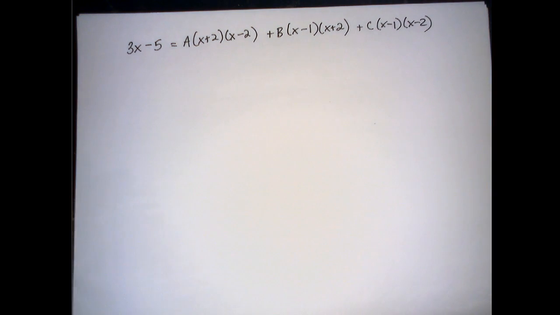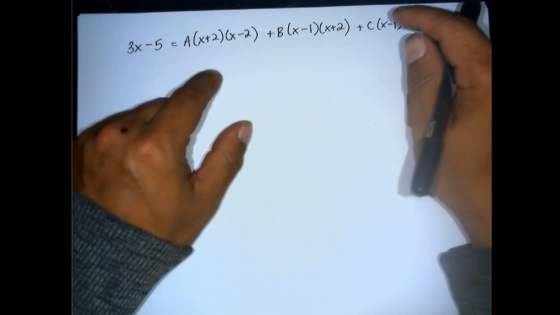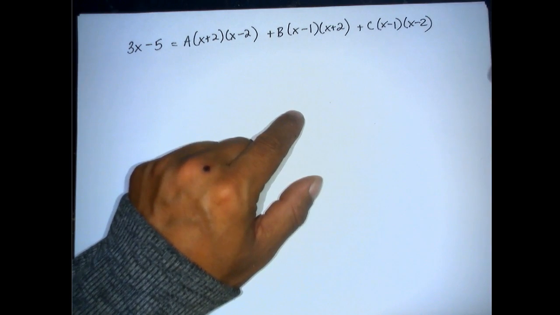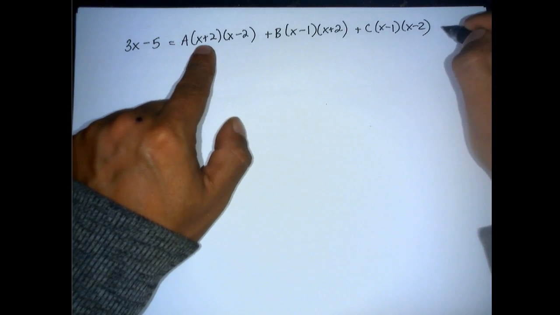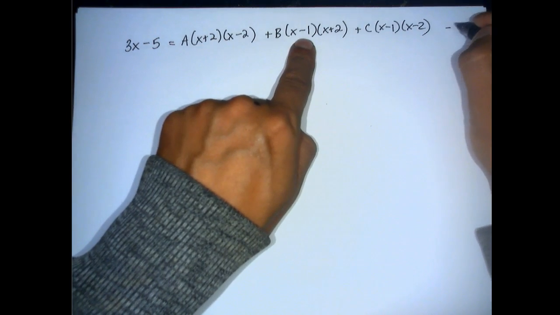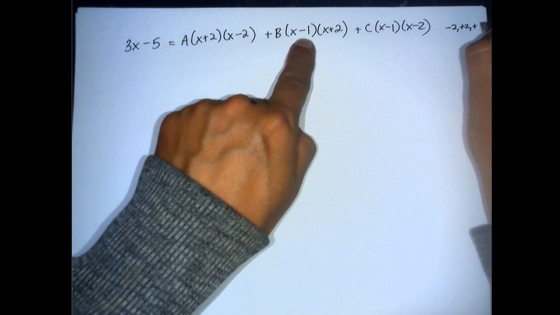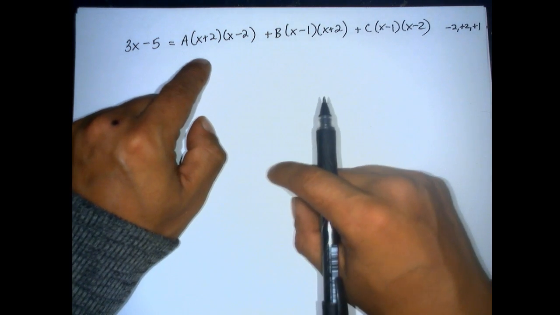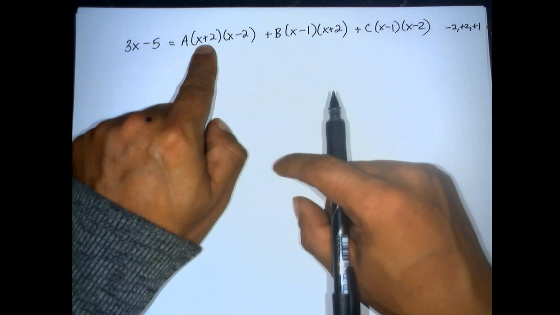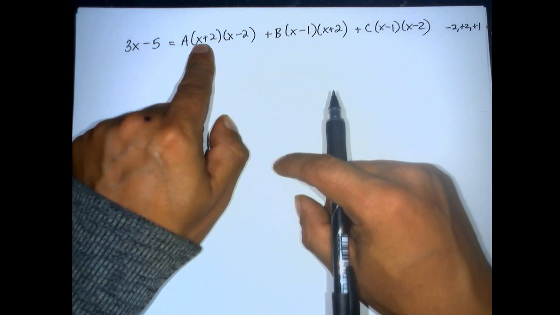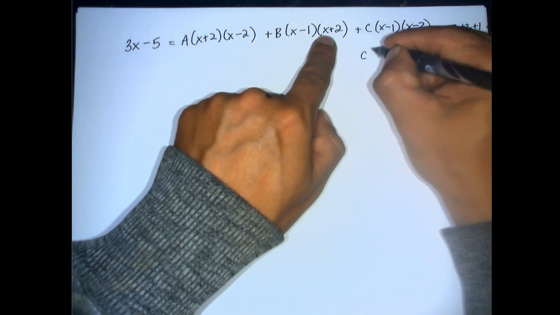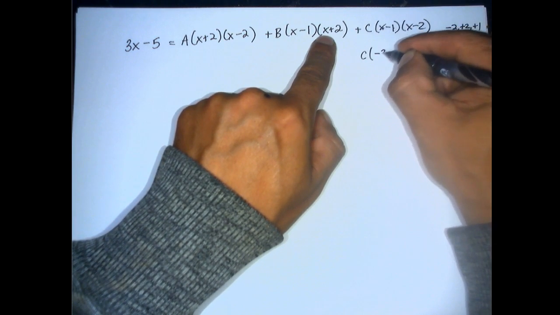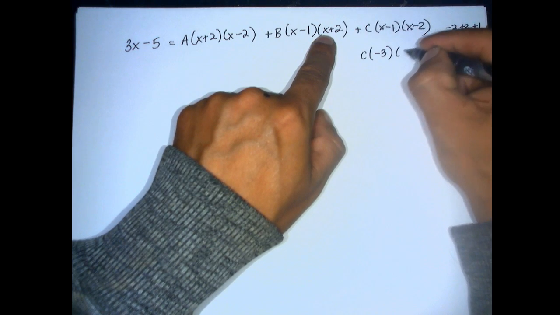Okay, Heaviside. Heaviside makes this a whole lot easier. Okay, so let's find our 3 different zeros. That's first. When there's 2, it's real simple to see where the zeros are, but when there's 3, it's not so easy. We have -2, +2, and +1. -2, +2, and +1 are the 3 zeros. Okay, so if I plug in -2, this is 0 and this is 0. So we're going to have C times -2 minus 1 is -3, and -2 minus 2 is -4.